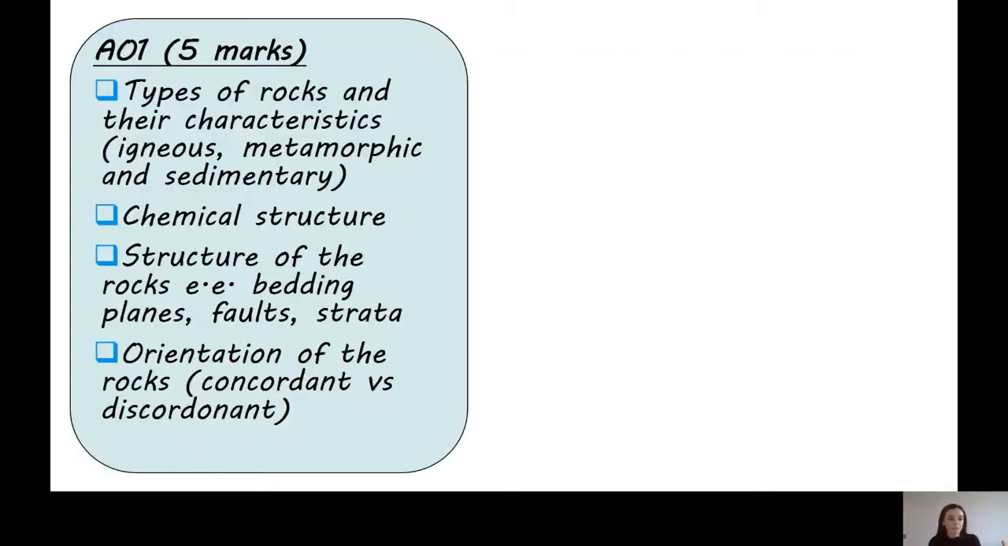So to get the AO1, the 5 marks, you will need to talk about the types of rocks and their characteristics for igneous, metamorphic, sedimentary. You can talk about igneous has got interlocking crystals, which makes it resistant to erosion. Sedimentary has faults and cracks, is younger, clastic, okay, and name rocks. Chemical structure, if something gets weathered. Structure of the rock, for example, bedding planes, faults and strata. Or orientation of the rock.